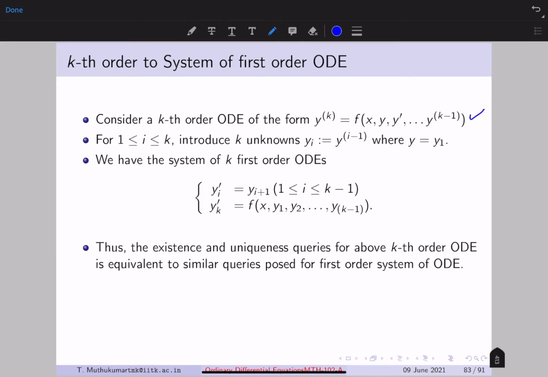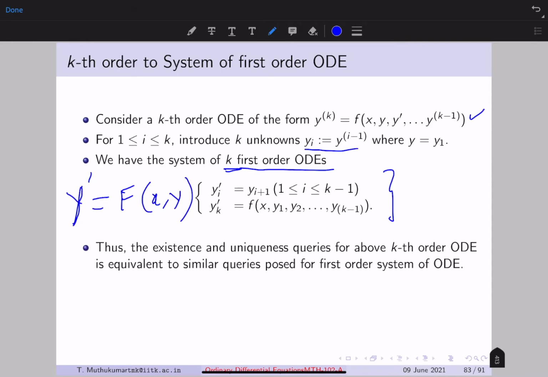We introduced some unknowns, K unknowns, and then we have reduced it to first order ODEs, K first order ODEs. And this is what I said. If you introduce the capital Y, it's capital Y' equal to f(x, Y). It's in the form that we have been studying so far, except that now it's a system of equations.